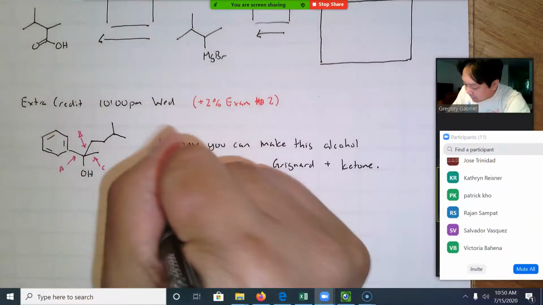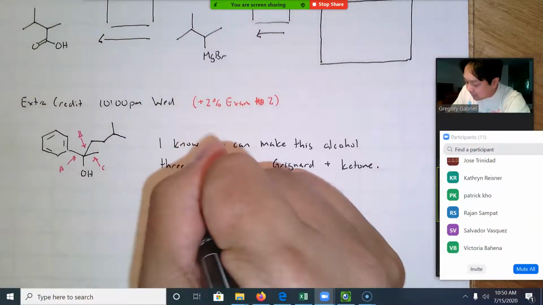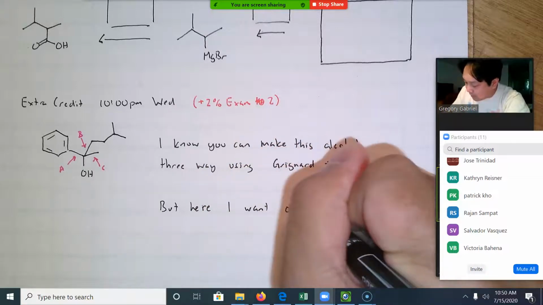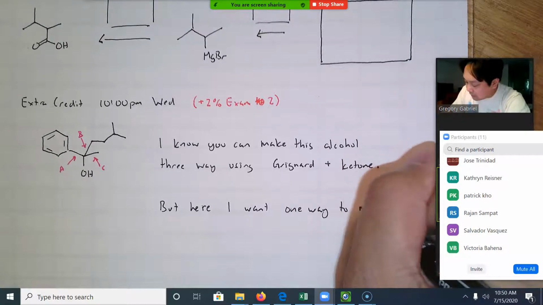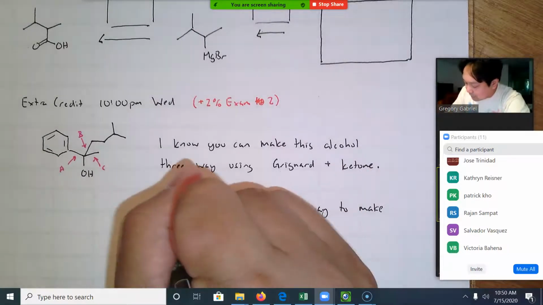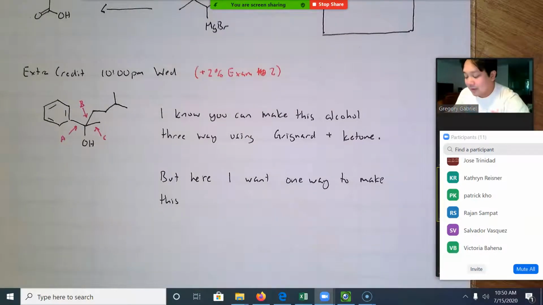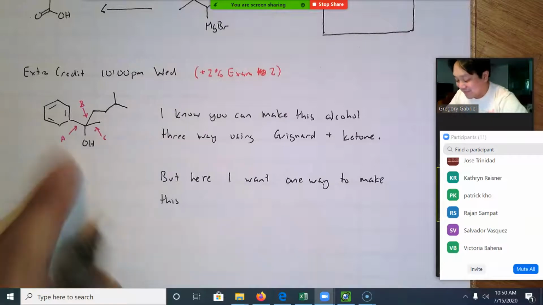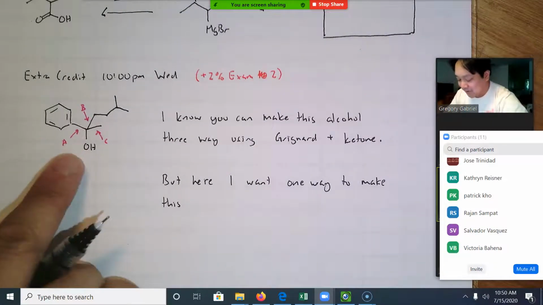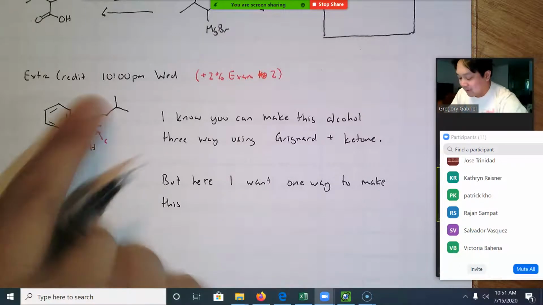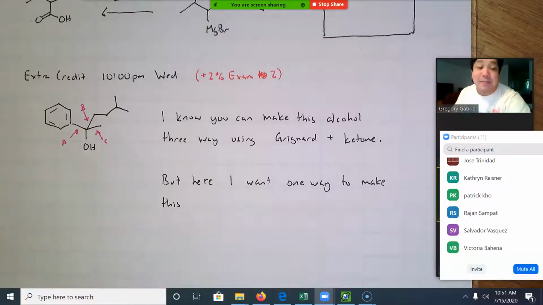But here, I want one way to make this. Can you predict what I'm going to say? Grignard plus, double checking because it is hard to visualize without drawing anything. Grignard plus, I can do it. Yes, Grignard plus epoxide.